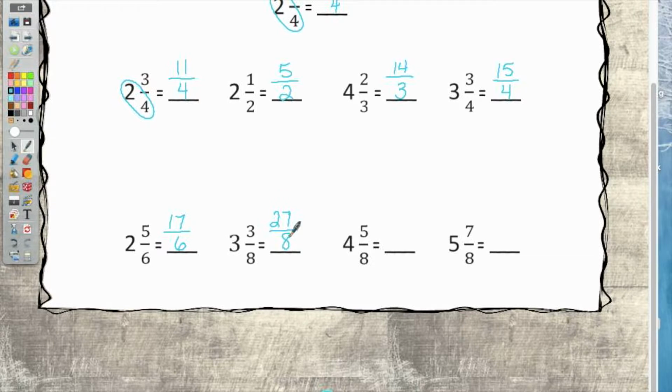Okay, so you're going to multiply 4 times 8, which will equal 32, and add 5, which will equal 37, and that will be 37 eighths. Perfect. You ready yet? 5 times 8 is 40. 40 plus 7 is 47. So 47 eighths. Good.